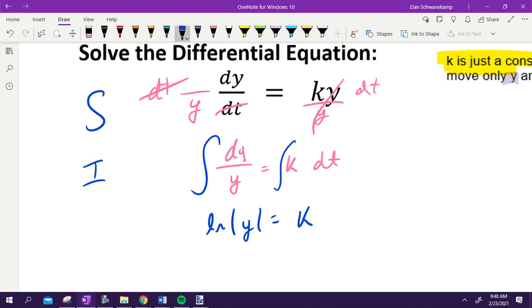But we're going to write kt, because it's just a number, like 3. What's the antiderivative of 3? It'd be 3x. Here, k is a constant. Oh, okay, cool. It's kt. What else do I need to include there? Plus c.